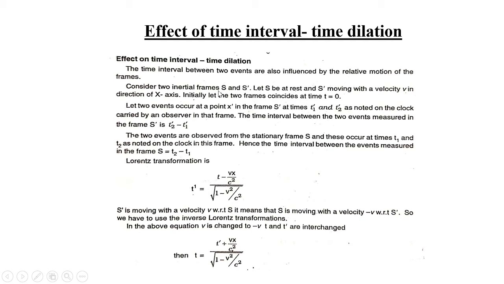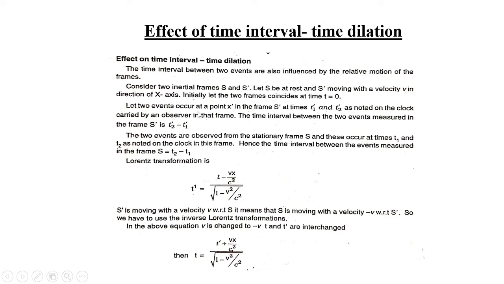Consider two inertial frames S and S dash. Let S be at rest and S dash moving with a velocity v in the direction of the x-axis. Initially, let the two frames coincide at t equal to 0. This type of frames we discussed in the previous classes.